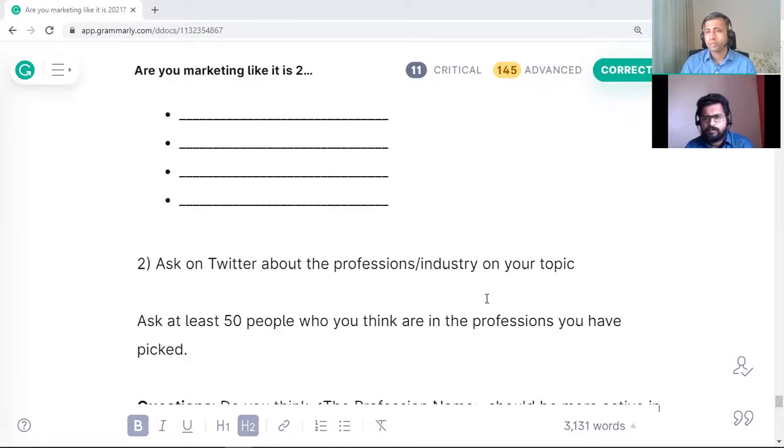How you will do it: for example, if you have a sales coach, you will search for sales coach on Twitter, especially using the option near you. If you pick that option and search, then you pick anybody who has given their bio as a sales coach or a sales trainer.